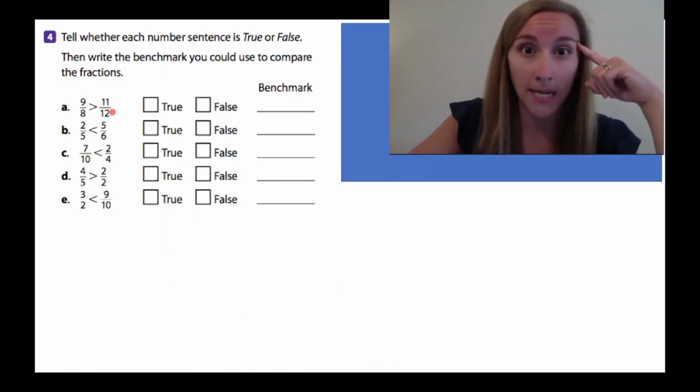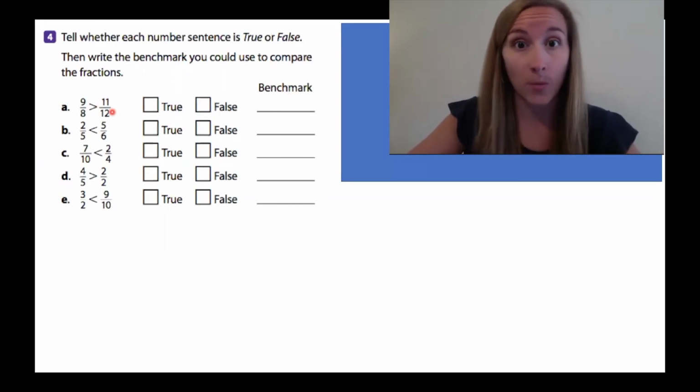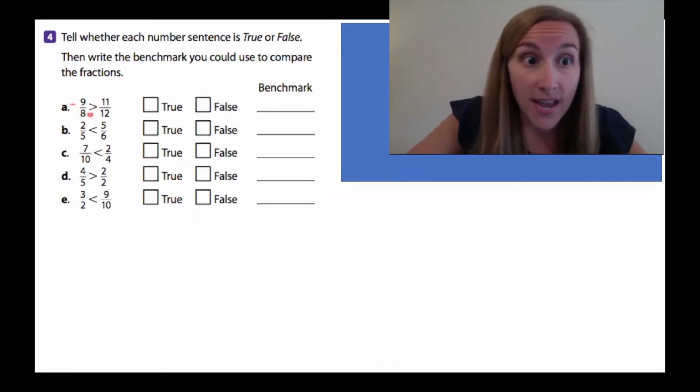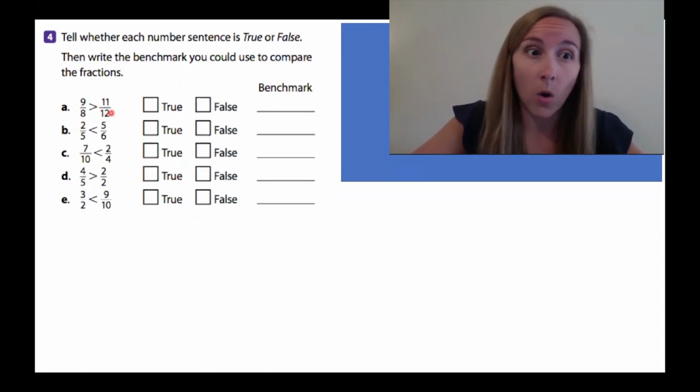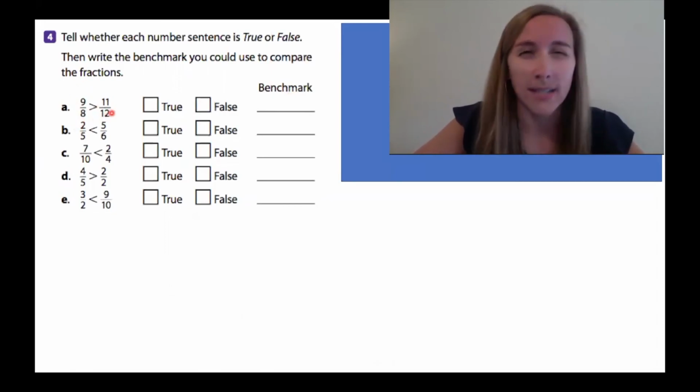Do you remember what that means? That means it has to be greater than 1. So this is greater than 1 whole, and 11/12, is that greater than 1 whole? No, so true. That is in fact correct. We can use the benchmark fraction of 1 whole to compare.